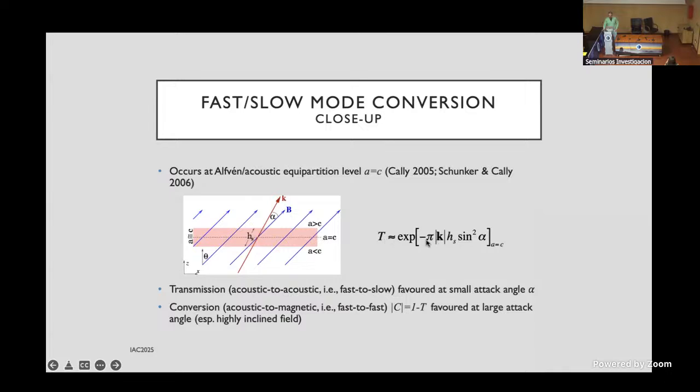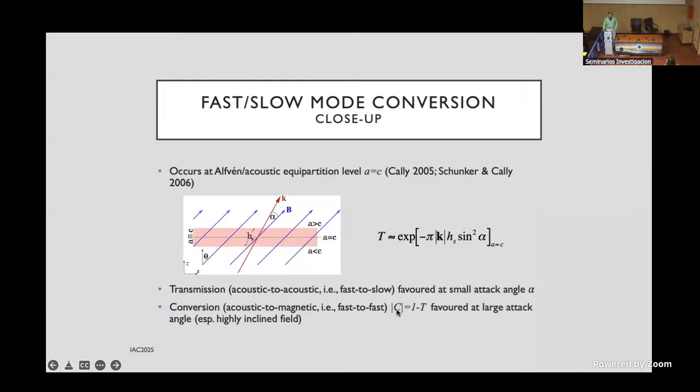The transmission coefficient is given by this formula approximately, which we came up with in about 2005, so 20 years ago now. So people were seeing this in simulations but had no understanding of it. And I managed to use a generalization of ray theory to come up with an actual analytic formula for it, which actually works very well.